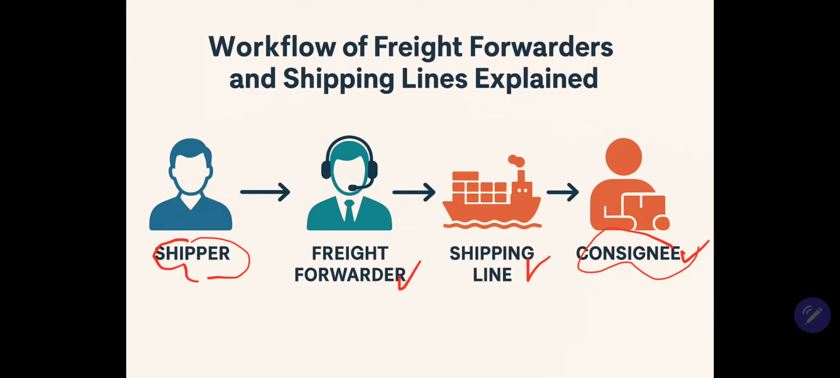Next, freight forwarder. Freight forwarder acts as a logistics coordinator. They don't own the ships but handle all shipping arrangements such as documentation, booking cargo space, managing transport routes, and ensuring goods are shipped properly. The freight forwarder serves as a middleman between the shipper and the shipping line.